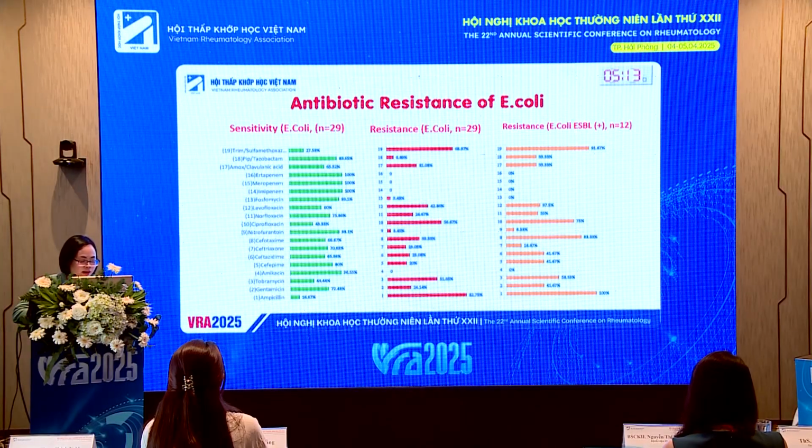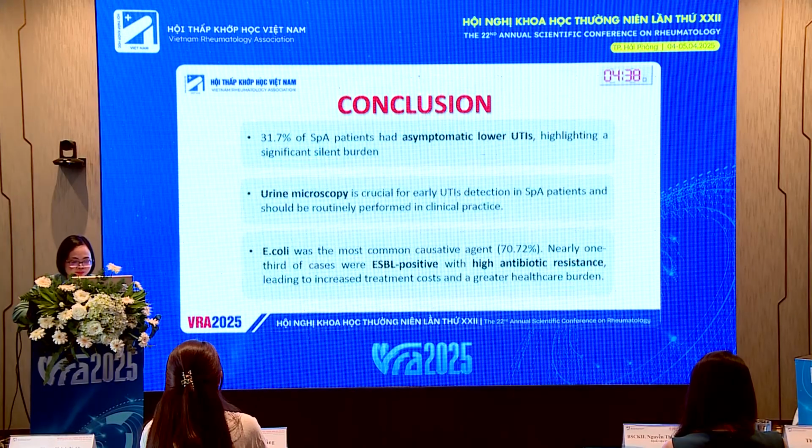Regarding resistance rates, ampicillin was 82.75% resistant and trimethoprim-sulfamethoxazole 68.97% resistant. And especially about the fluoroquinolone group, the resistance was high, with 56.67% to ciprofloxacin and 42.86% to levofloxacin. This is alarming because fluoroquinolone is one of the mainstays for treating complicated lower UTIs.